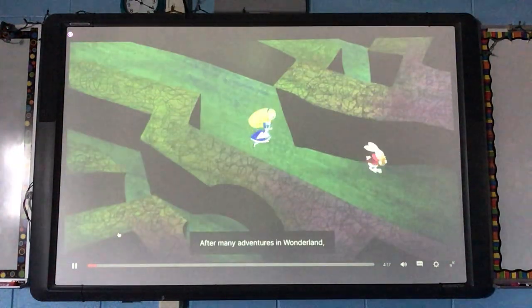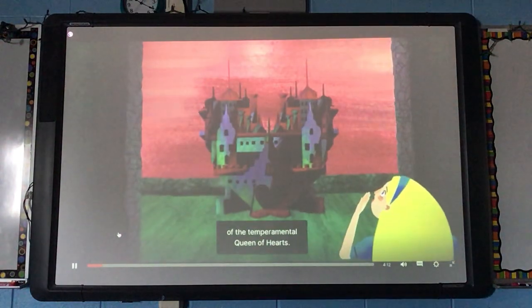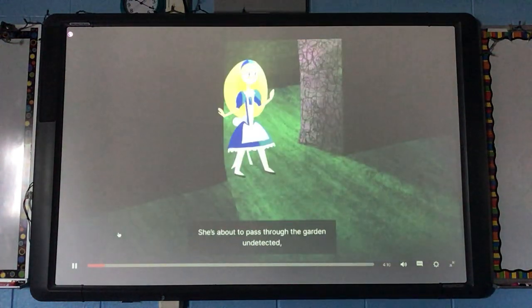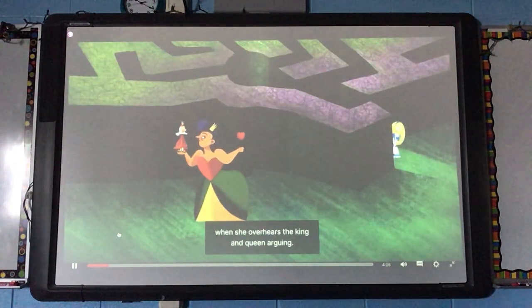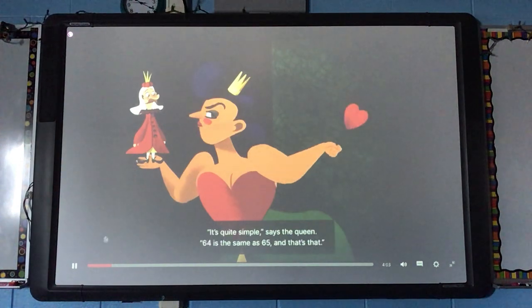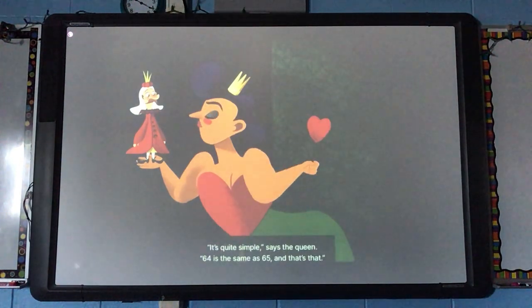After many adventures in Wonderland, Alice has once again found herself in the court of the temperamental Queen of Hearts. She's about to pass through the garden undetected when she overhears the king and queen arguing. It's quite simple, says the queen. 64 is the same as 65, and that's that.